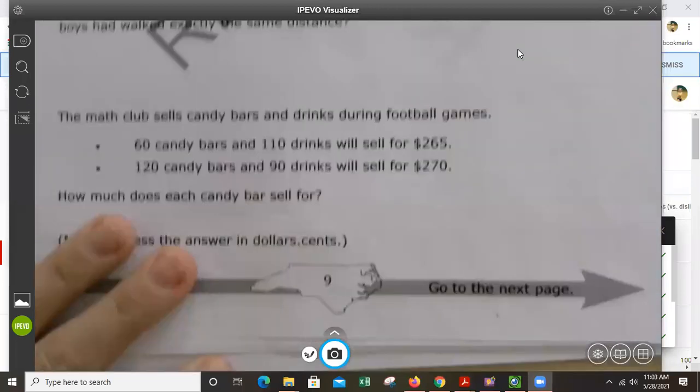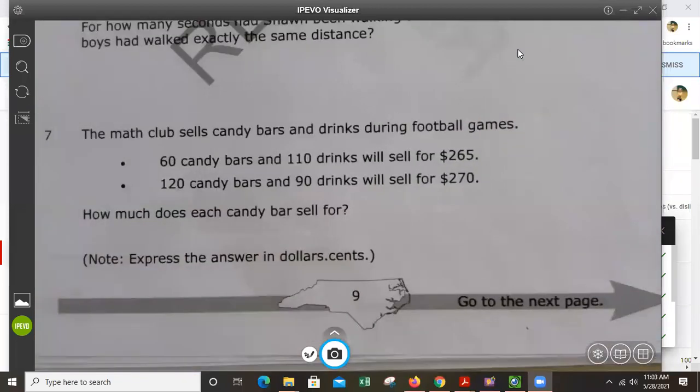It says the math club sells candy bars and drinks during the football games. 60 candy bars and 110 drinks will sell for $2.65. 120 candy bars and 90 drinks will sell for $2.70. How much does each candy bar sell for? You will have questions like this, and they will be calculator inactive. You have to set up equations. You were really, really good at these when we did them in class, okay?